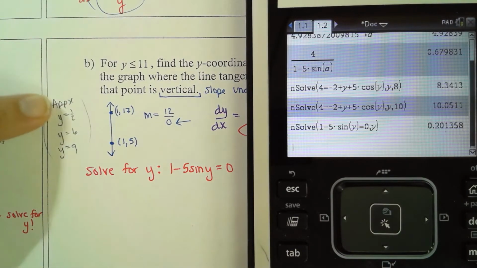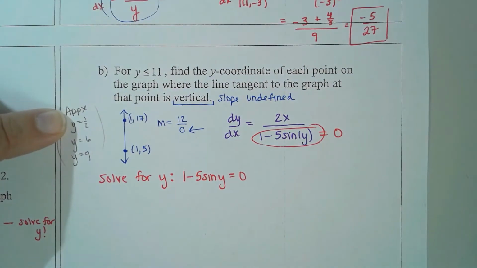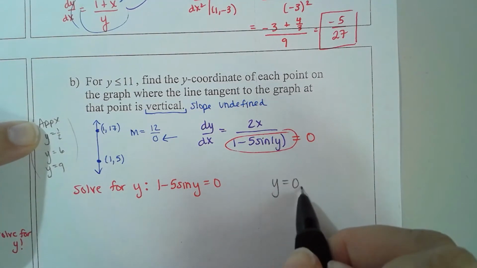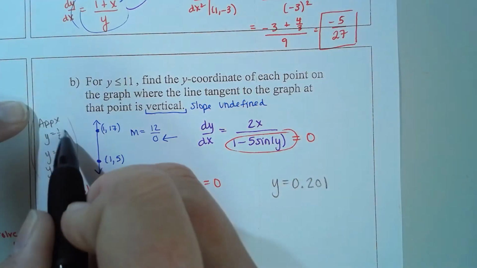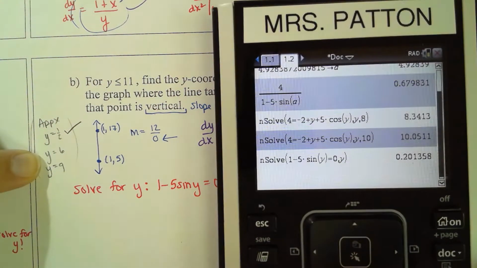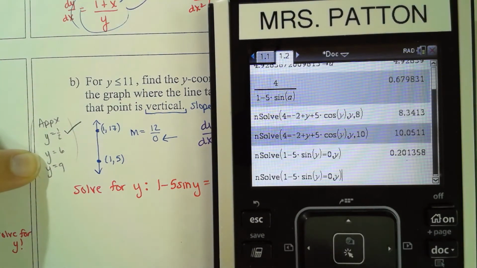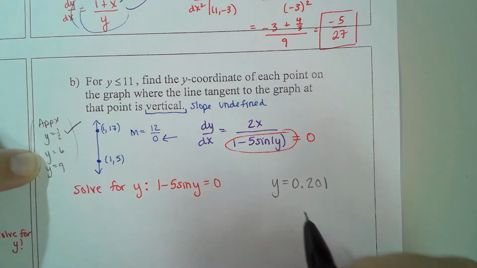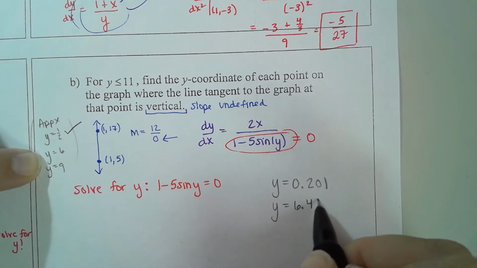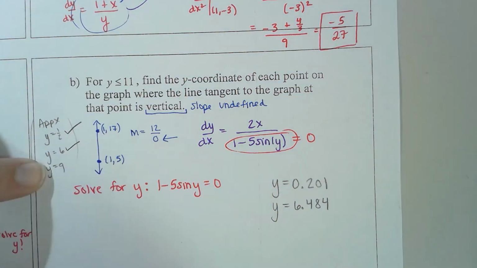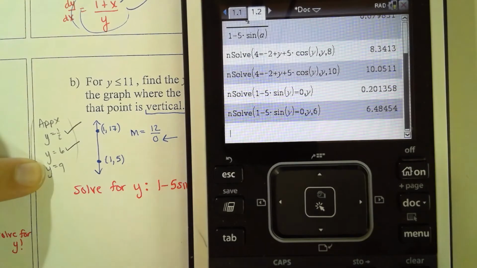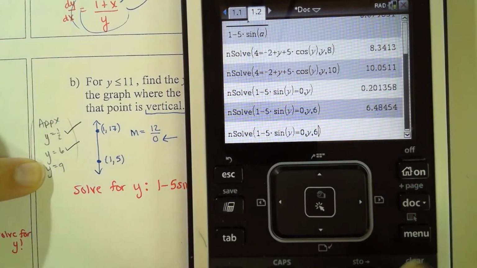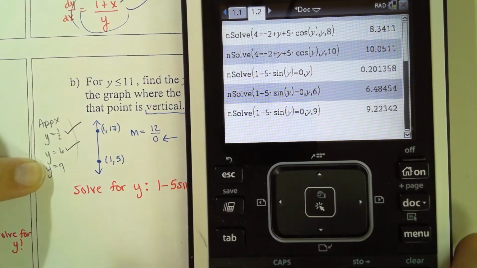So the first one it spits out is what I called like 1/2, which is 0.201. Let's go write that down. y equals 0.201. There's my first answer. We know there's one kind of around 6, so let's go back to the solver and then say comma 6. Perfect, 6.484. So we got that one, and now we know there should be one more, which is close to 9. So let's go back to that solver and change that 6 to a 9, and we get 9.223.